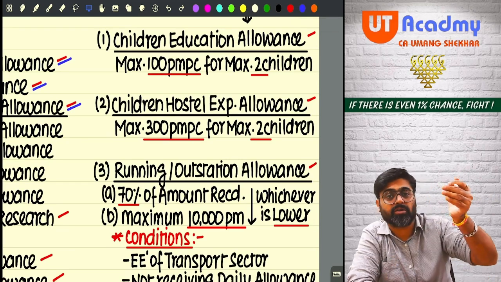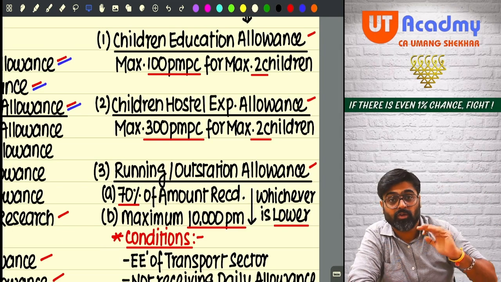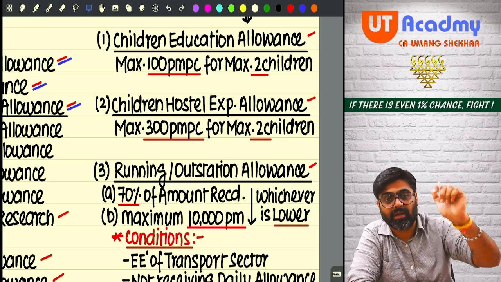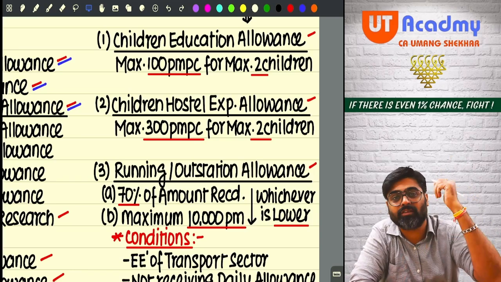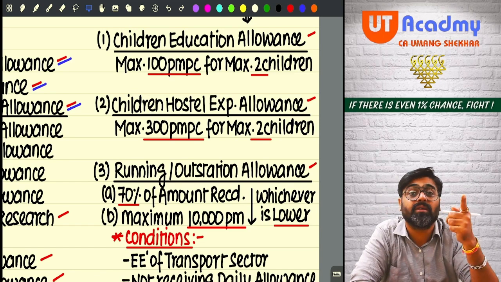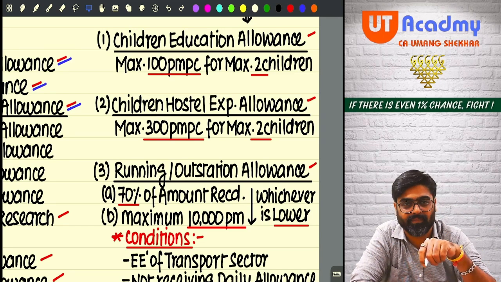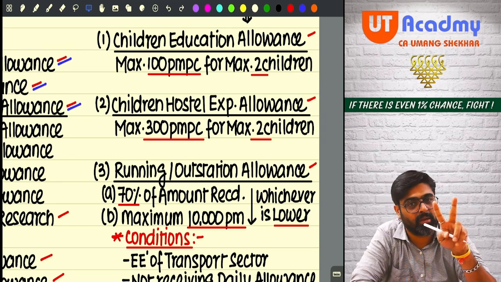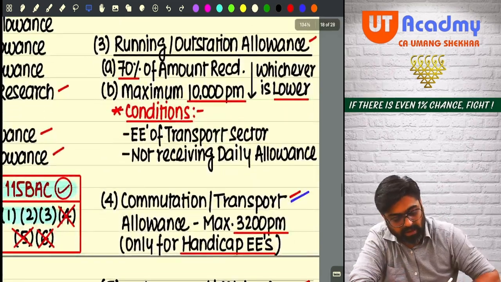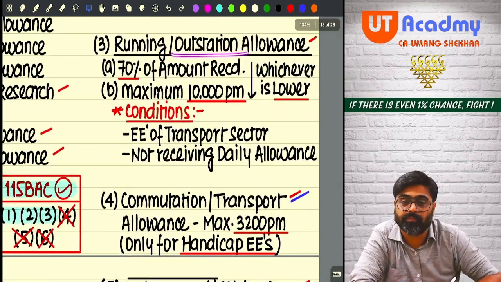So you have sent your children to the hostel. To meet the hostel expenditure also, your employer might give you some allowance known as children hostel expenditure allowance. That will not be exempt 100, that will be exempt 300 per month per child. And the exemption is available for two children only. Getting my point? Next allowance is running allowance or outstation allowance.